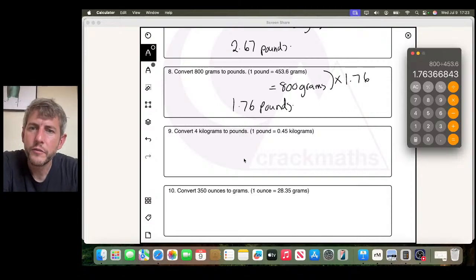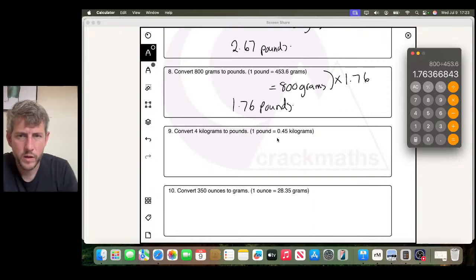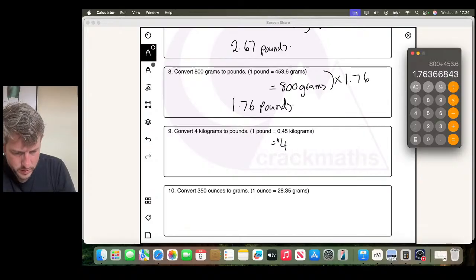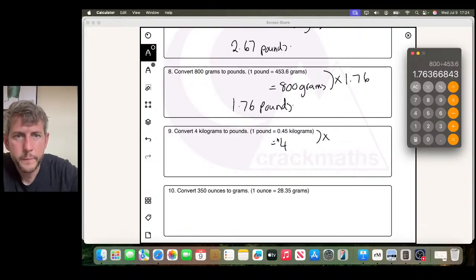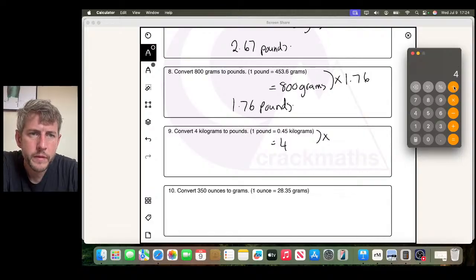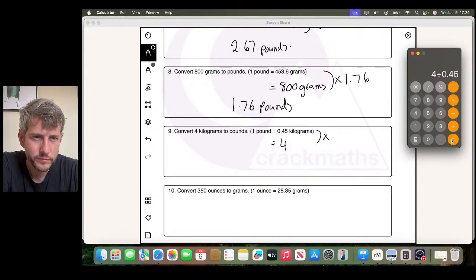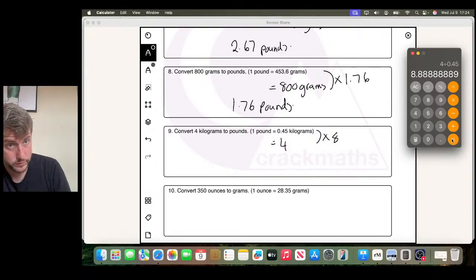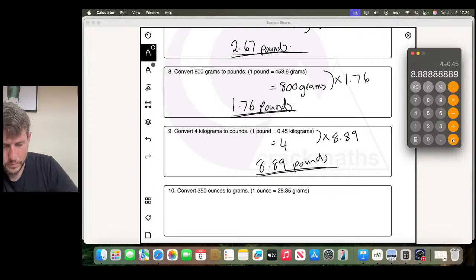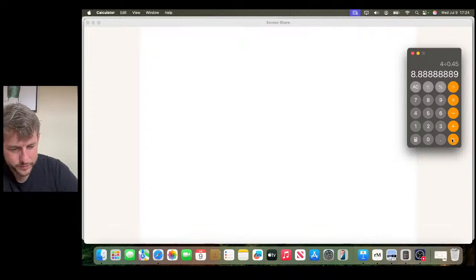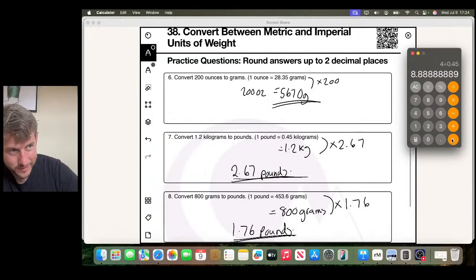Okay, question 9, convert 4 kilograms to pounds. So we want this to be 4. So that we need to work out. So 4 divided by 0.45. So that'd be 8.89 pounds. Oh my gosh, I've been forgetting my underlines as well. I'm getting really lazy with this one. Okay, that's all right.